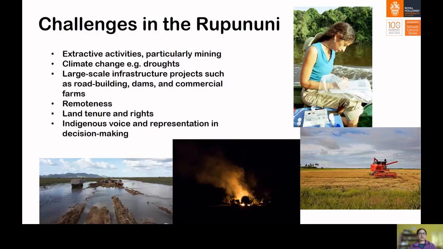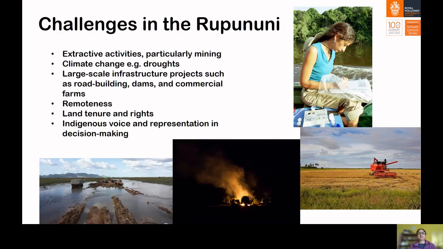Okay, so thinking about challenges, there are a lot of issues. You saw from the beginning when I talked about the context of Guyana that the government is middle income, but there are huge levels of inequality. They rely on extractive activities for a lot of their income. So extractive activities, particularly mining, are pretty challenging in the Rupununi. And it's not just about mining; there are a lot of implications around it. For example, you have to deforest land to do mining, so deforestation and mining always go together.